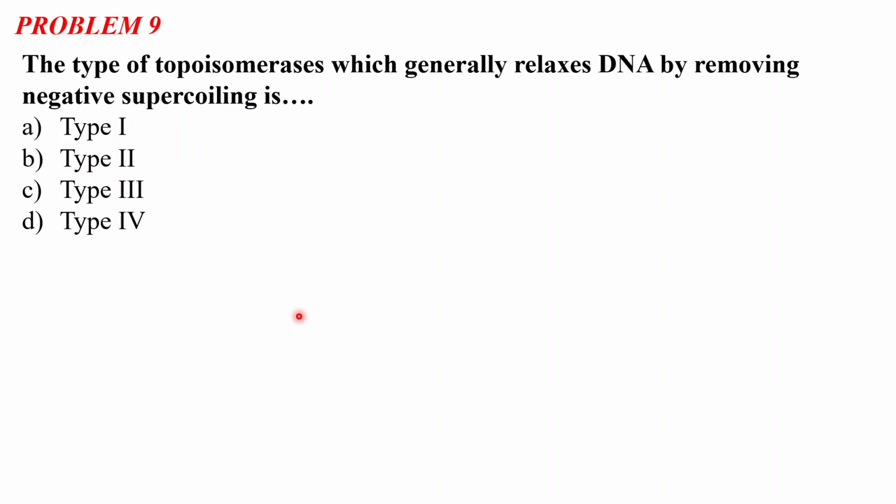The type of topoisomerase which generally relaxes DNA by removing negative supercoiling is type 1, 2, 3 or 4. Which of the following is the correct answer? I want all of you to respond, and then we will discuss the topoisomerases, which are very important enzymes during the DNA replication.